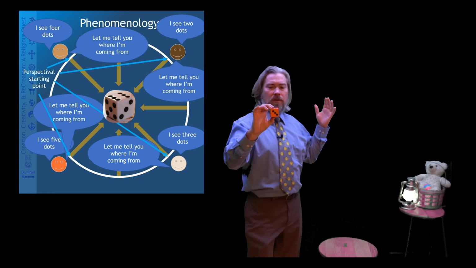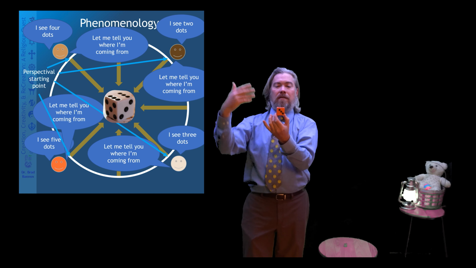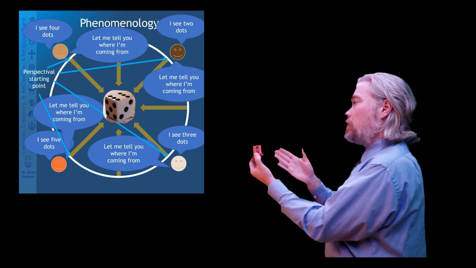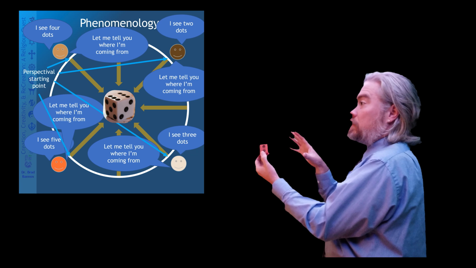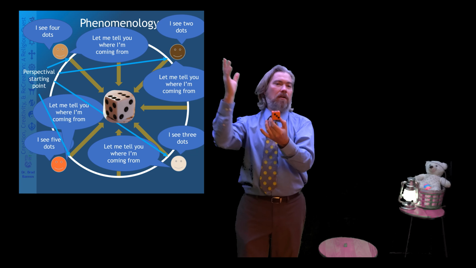the thing itself, whatever it is at the center of the circle, and then we can say, all right, well, it's something that has 3 dots on one side, 4 dots on one side, 2 dots on another side, and clearly seems to have more than just the side that I'm seeing, but perhaps, I don't know, 6 sides.